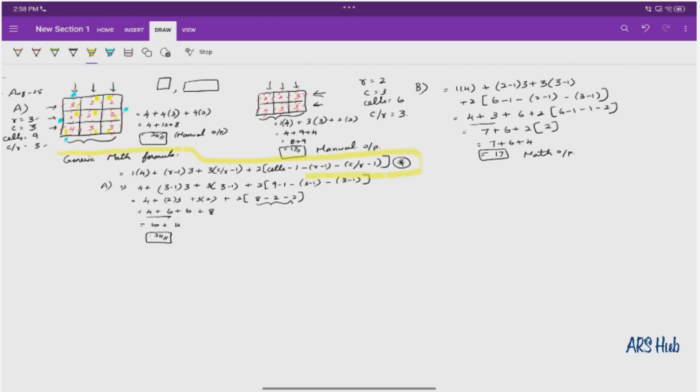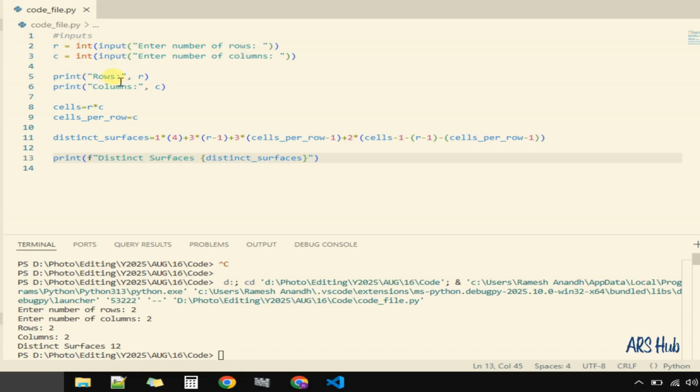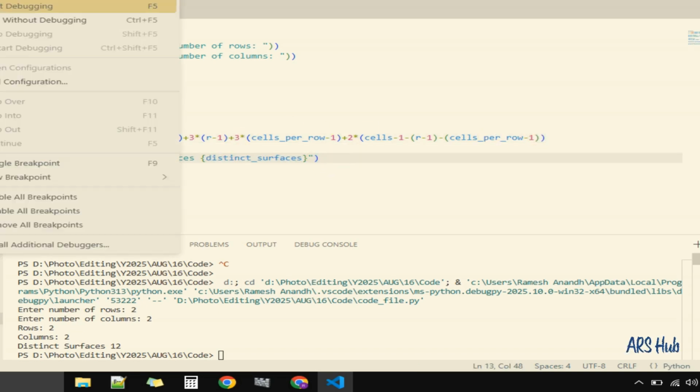We will automate the above generic mathematical formula by using the Python language. Here is the Python code which gets the number of rows and columns from the user input and computes the cells and cells per row and distinct surfaces and prints the output.